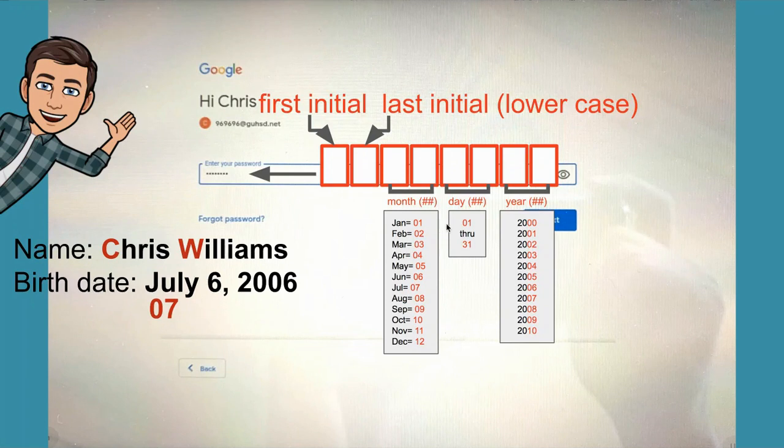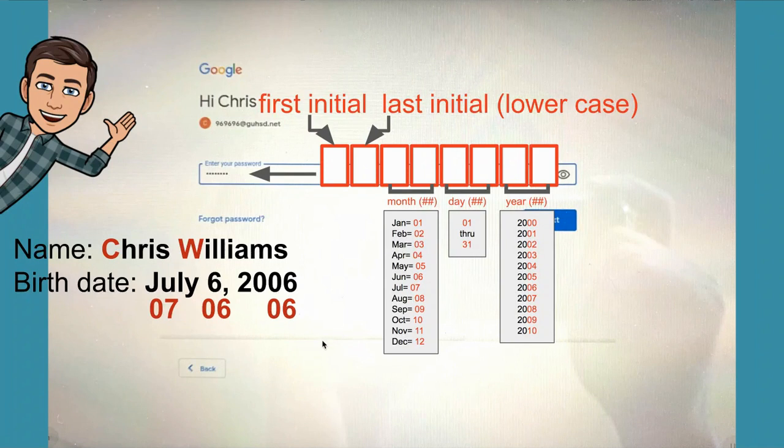Next is the day in 2 digits. Notice he was born on the 6th, but you're going to write it as a 2-digit number. So if you were born on the 1st, you're going to put 01, so on and so forth. Lastly is going to be the year as a 2-digit number. So Chris's birth year is 2006, so it's going to be 06.